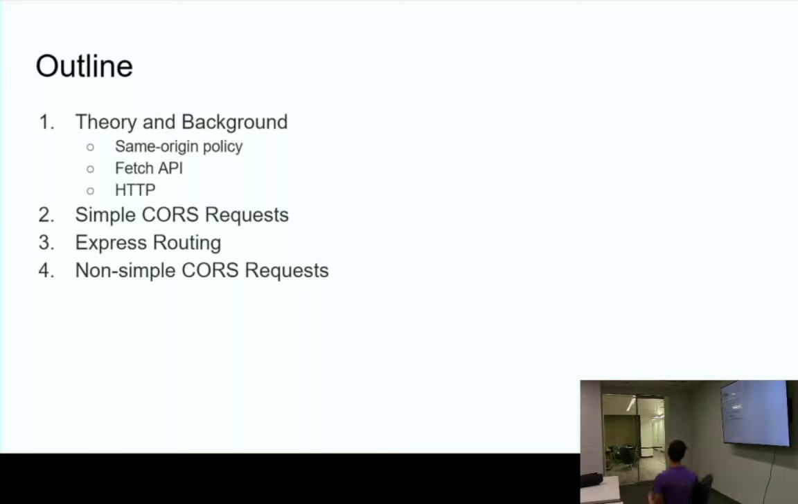So here are the things I'm going to talk about. I'm going to talk about the same origin policy, and the fetch API, which in the last couple of years has replaced AJAX. I mean, it hasn't replaced it, AJAX is still around, but this is where the W3C is putting its development efforts now. I'm going to talk about HTTP briefly, and then we'll get into CORS and how to do Express. So that's the node part.